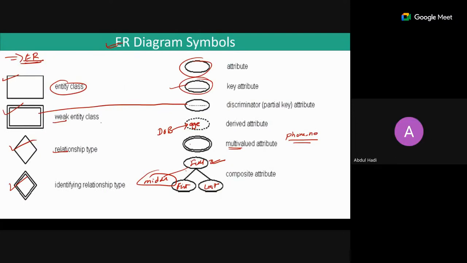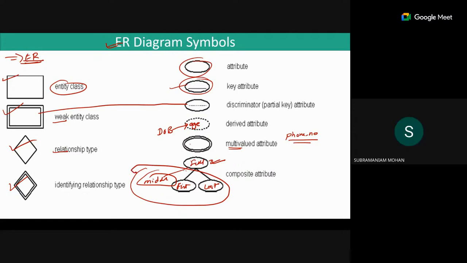So for this composite attribute, we need three tables, right? Table? No, this is an attribute, no? Column. Suppose in a student table, we want to store the name of a student which has first name, middle name, last name, then we can have three separate columns for that. Okay.